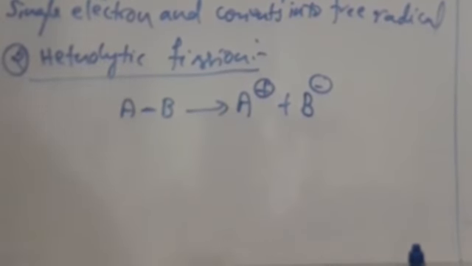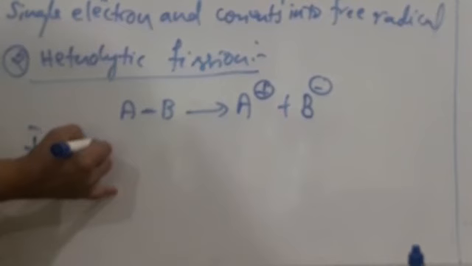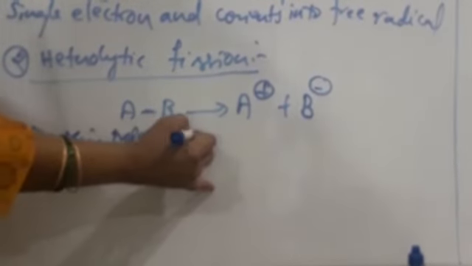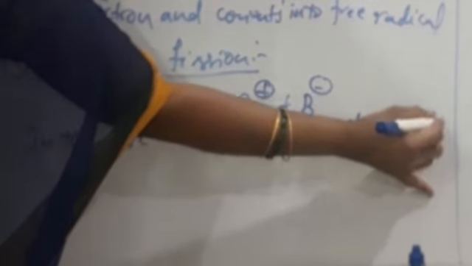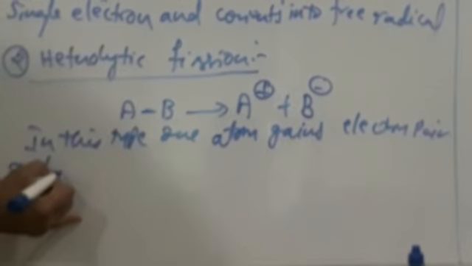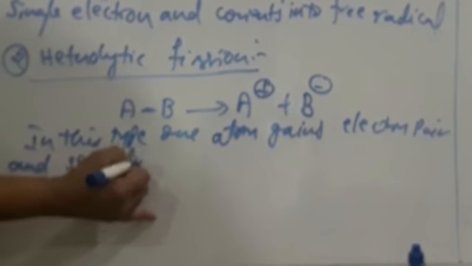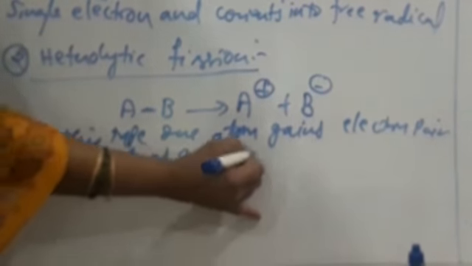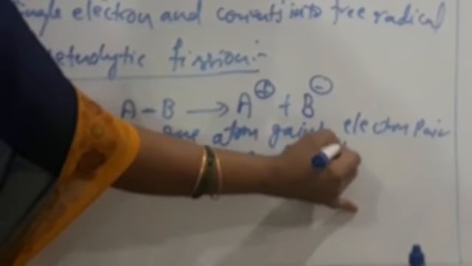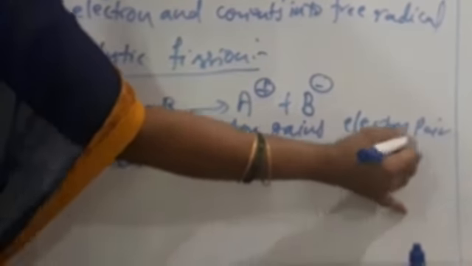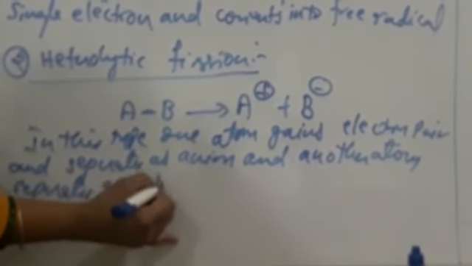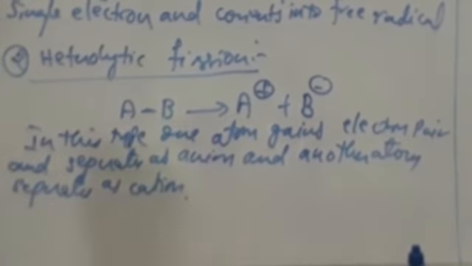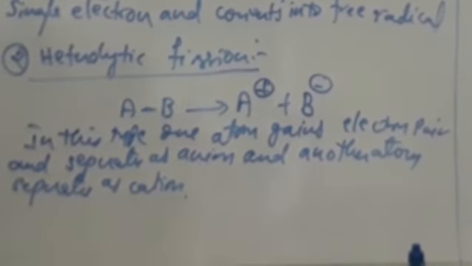So in this type, one atom gains the electron pair and separates as an anion, and the other atom separates as a cation. So we get a pair of ions here. Next.